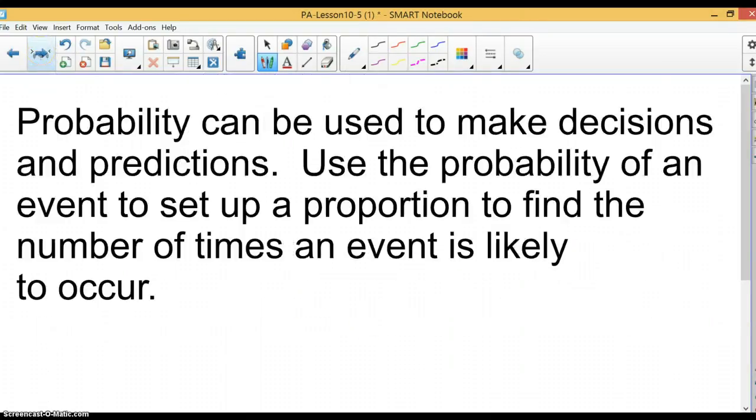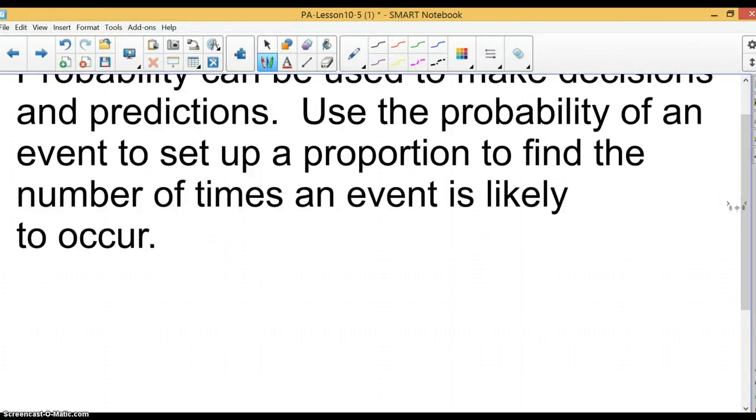First thing that we really need to know is that these decisions and predictions, we solve them and figure them out by using proportions, just like we did back when we learned percents originally. The other way that we can use this, I'll talk about in a second. First, let's look at these through an example.